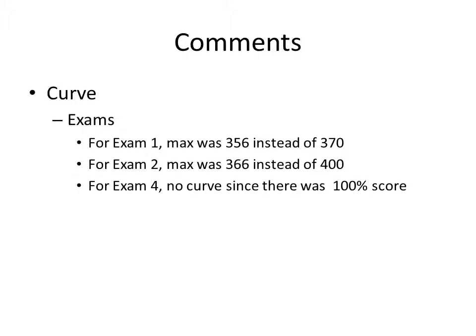Just some final comments regarding the curved nature of grading. For Exam 1, the maximum was 356 instead of 370. So if you're going back and looking at your scores, just keep in mind that your percentage is being calculated with a denominator, a maximum score, of 356. For Exam 2, it was 366 instead of 400. And sorry, this says Exam 4, but it's really Exam 3. For Exam 3, there was no curve since somebody got all 550 points.